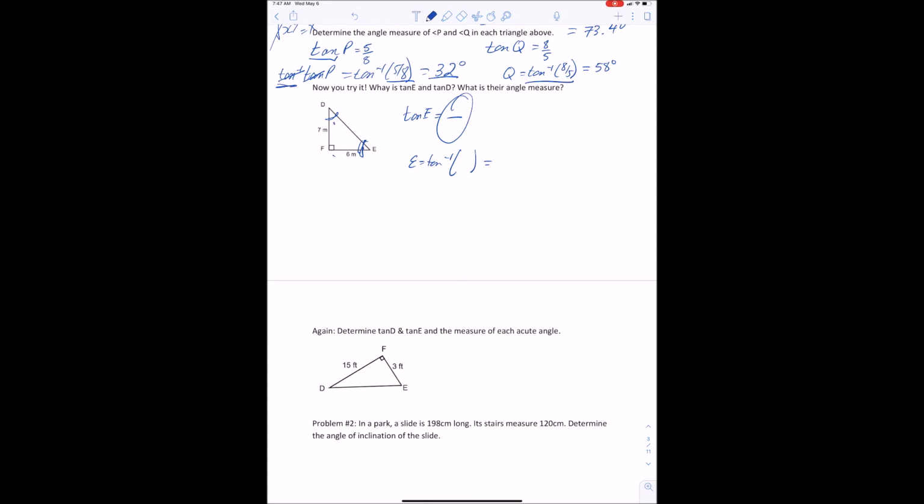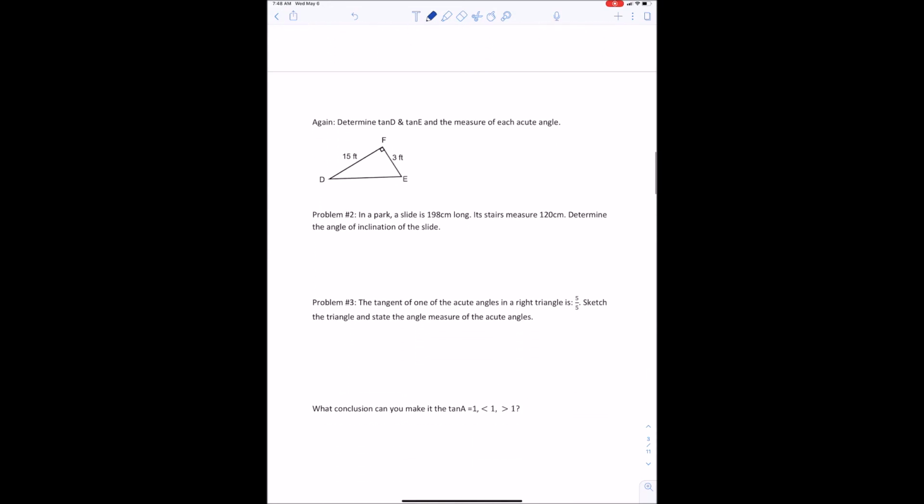Okay. All right, if you did that, hopefully you found that E is 49.4 and D was 40.6. If you had those backwards, then you mislabeled the opposite and adjacent. Okay, so we have a few other questions we're going to look at. Here, same thing. So again, if you didn't get that first one right, you might want to pause it here and try this one.